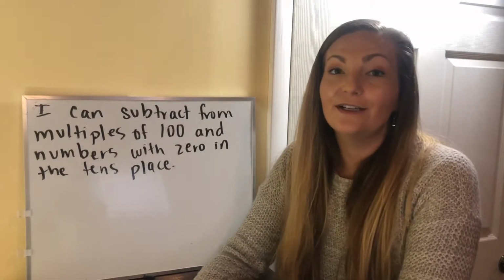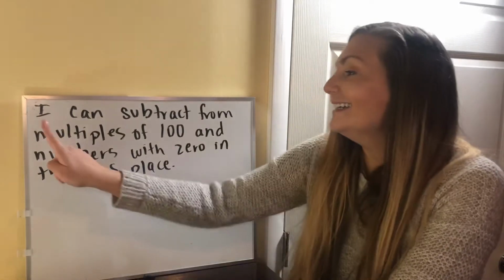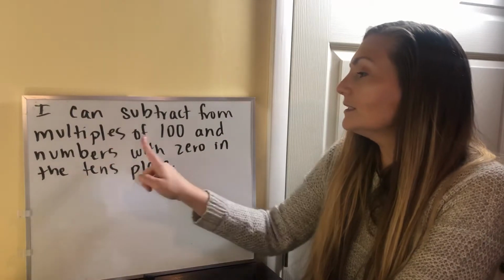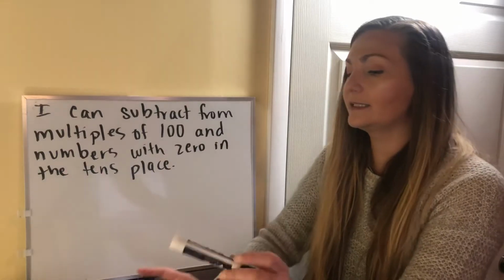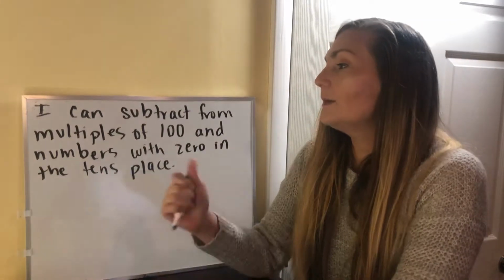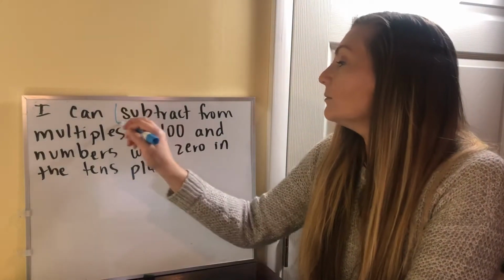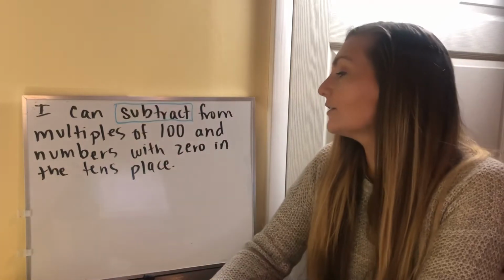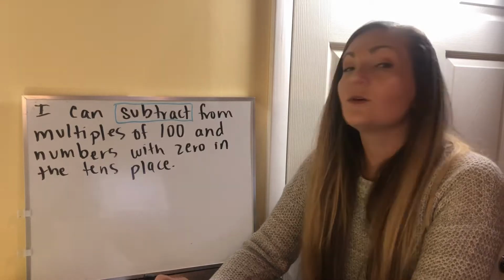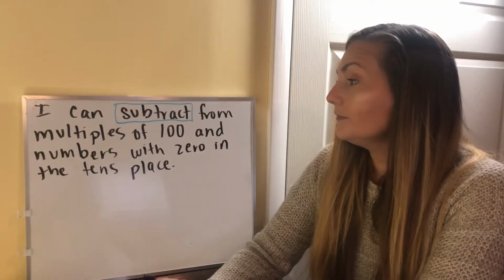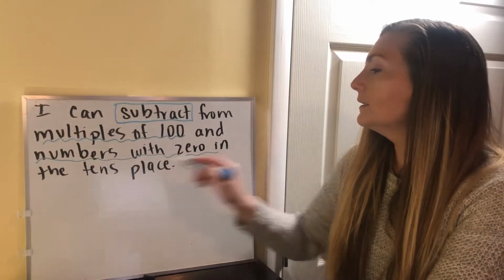All right, we'll start with our learning target today. If you can see it close enough, then you can read it with me like we always do together. I can subtract from multiples of 100 and numbers with 0 in the tens place. So let's think about our action today. What are we doing? We are subtracting. Any other actions here? I don't see any others. So what are we subtracting from? Multiples of 100 and numbers with 0 in the tens place.